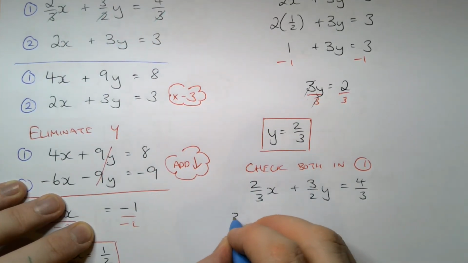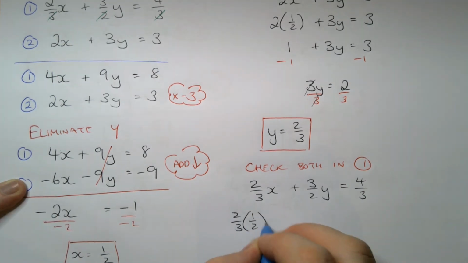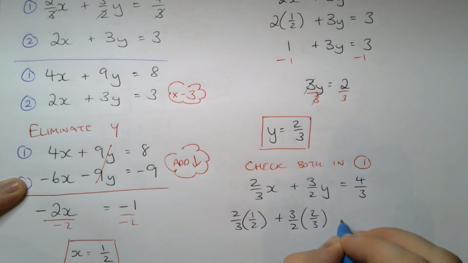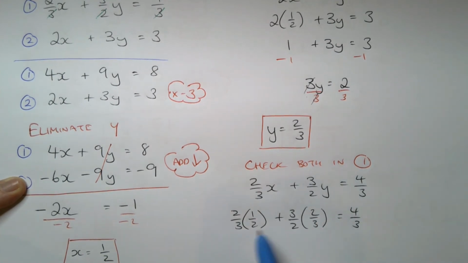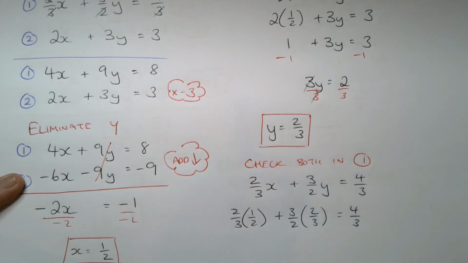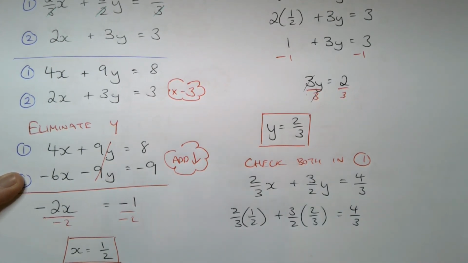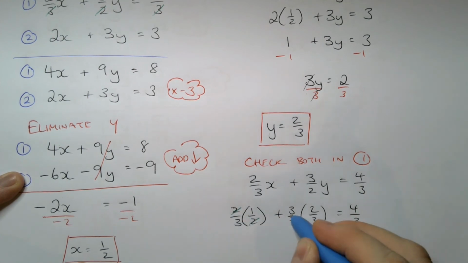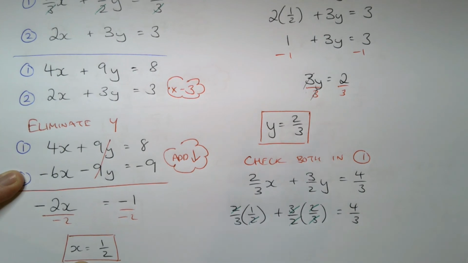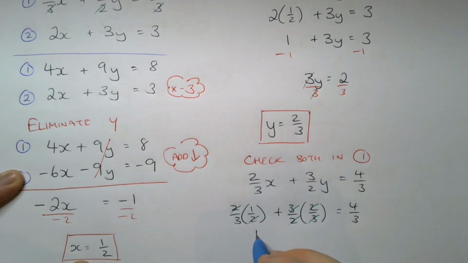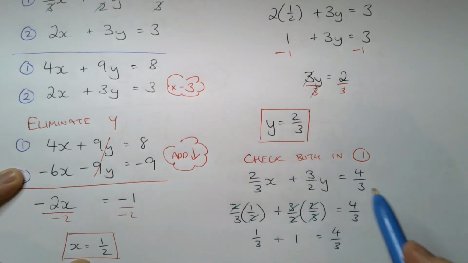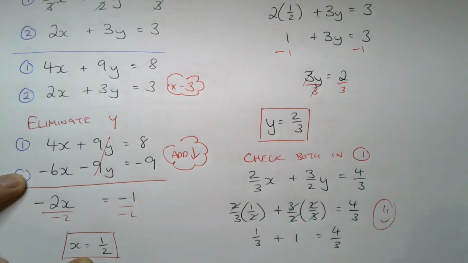Now, 2 over 3 times a half, that was my x value, plus 3 over 2 times 2 over 3, does that equal 4 over 3? Now, this might upset you. You can just plug the left-hand side into a calculator. You don't need to actually be a champ and do it, but I'm going to be a champ and do it. The 2's here will cancel, the 3's here will cancel, the 2's here will cancel. This will become 1. 1 plus a third, so 1/3 plus 1, does that equal 4 over 3? It certainly does. So again, I have my correct answers.